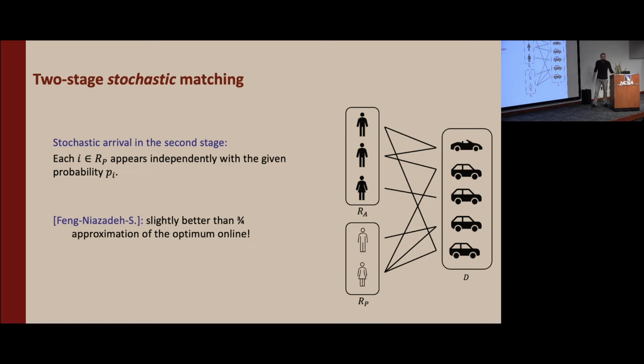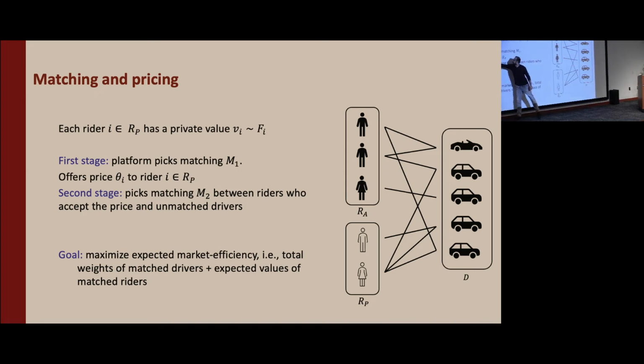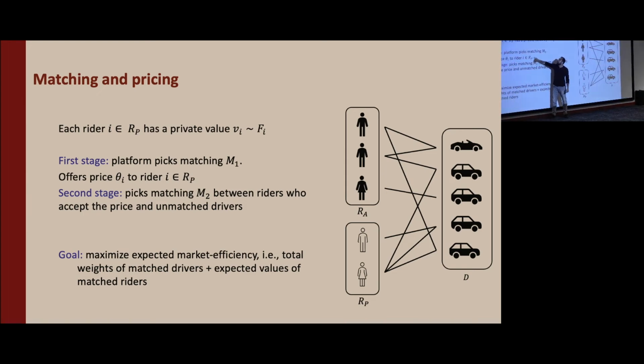And then it becomes even more interesting when you realize that these probabilities, the probabilities of acceptance, are a function of the prices you quote to the riders. So your two-stage optimization problem is actually a matching and pricing problem. In the first stage, you can decide how to match these riders to the cars, and at the same time, you offer price theta i to rider i. Imagine each rider has a private value that comes from some distribution that's known to you.